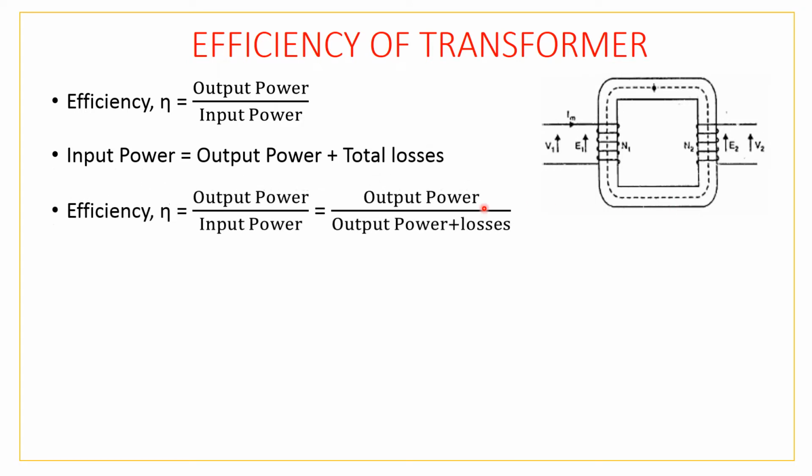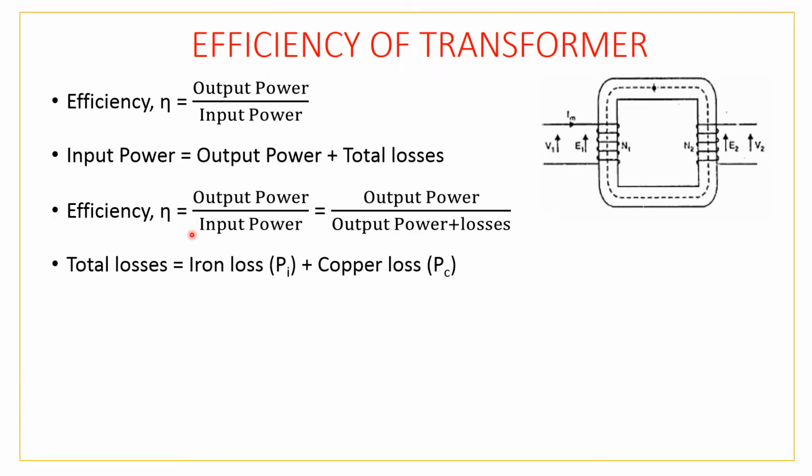Now what is this input power? As we have already said, input power is equal to output power plus total losses. Efficiency is always output power by input. But now this input power is equal to output power plus total losses, so I can represent the input power with output power plus losses. So efficiency will be equal to output power by output power plus losses.